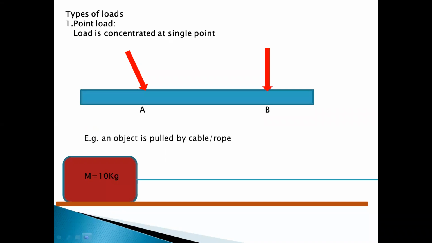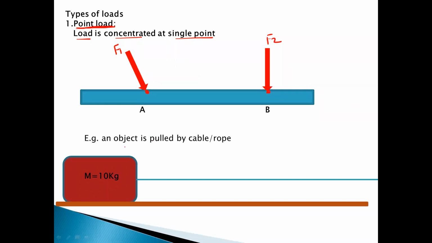So what are the types of loads? First, we have the point load. The meaning of point load is that the load is concentrated at a single point. The load means the force. Here you can see on the rod there are two forces, F1 and F2. These two forces are concentrated at this point only. So this is called a point force, or point load.